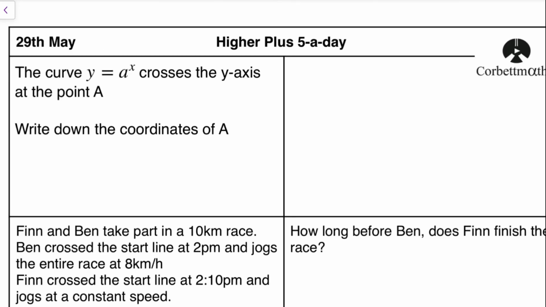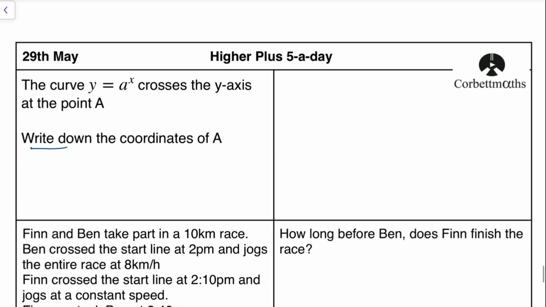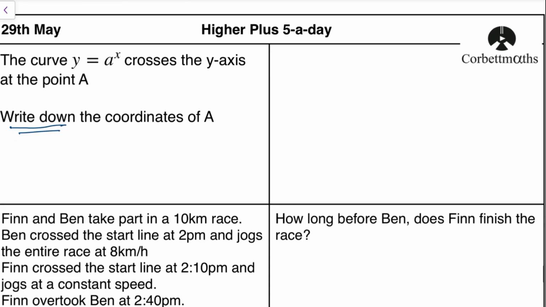Right, the curve a to the x crosses the y-axis at the point A. Write it down. Maths code 4, not a lot of maths needed here. You should know that the graph of any exponentially growing curve looks like this. And it always goes through... well, if x is 0, anything to the power of 0 is 1. So it always goes through 1. So the answer to my question is (0, 1).